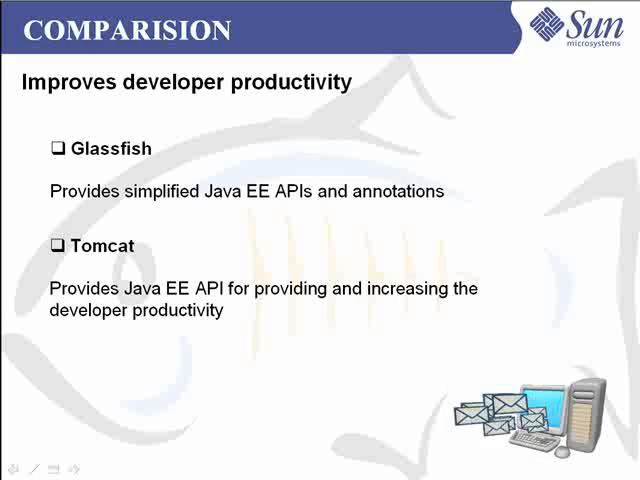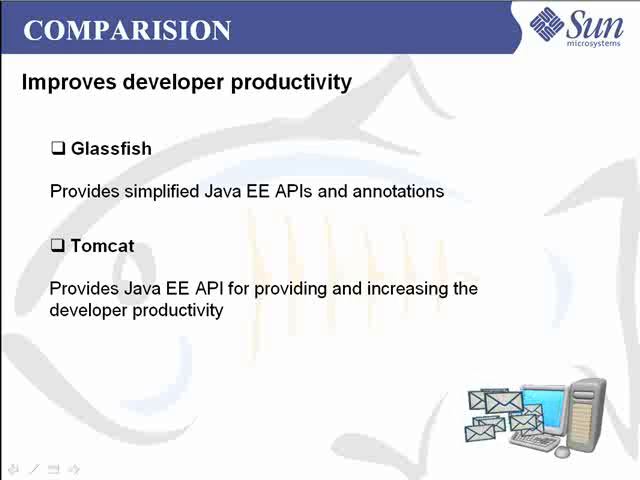Improved developer productivity. Glassfish provides simplified Java Enterprise Edition APIs and annotations, reducing the amount of code a developer needs to write by up to 78%, can speed startup by up to 30%, and reduce the memory requirements by up to 30%. The Java Enterprise Edition SDK bundles Glassfish Enterprise Server, NetBeans, and OpenESB for building SOA components, managing a web services stack, and providing a framework for a federated identity management system.